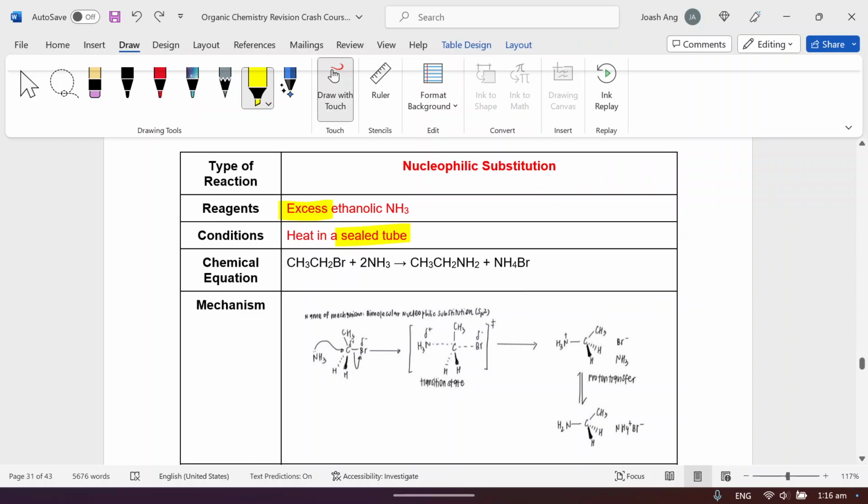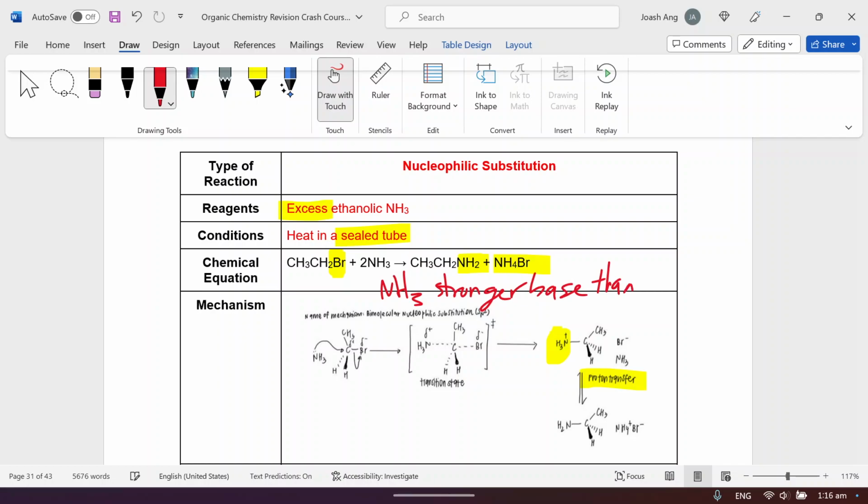But basically, what you have to focus on is the Br being substituted by NH2, and the one more NH3 is being used as a base to gain a proton from this area. Okay? The proton transfer causes NH4Br to form instead of HBr to form. Right? We can see NH3 to be a stronger base than the Br minus, even though generally NH3 is a weaker base.